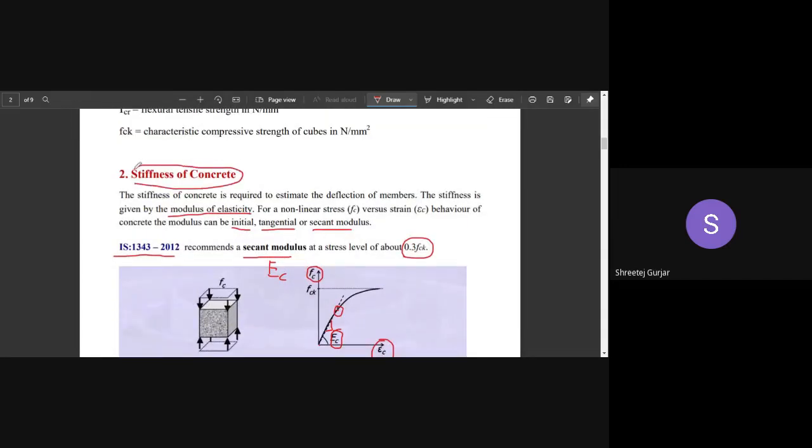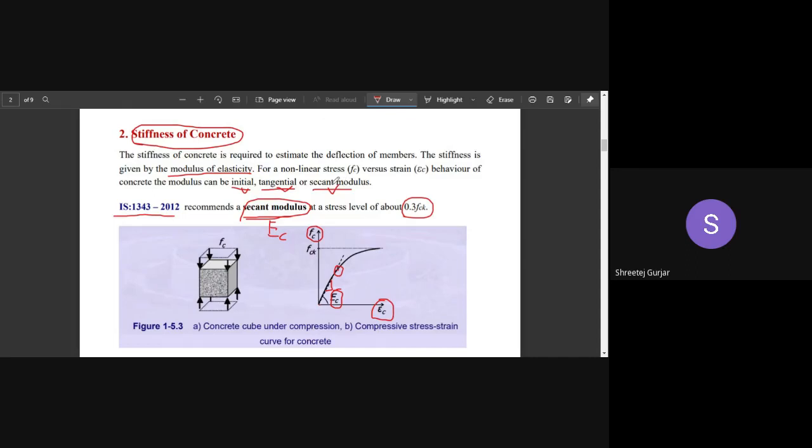Stiffness of our concrete is given by modulus of elasticity, and what we use as per your code is the secant modulus. We do not use initial and we do not use tangential, but we use secant modulus for stiffness and modulus of elasticity, which is recommended by your IS 1343:2012 code. So this is regarding stiffness of concrete.